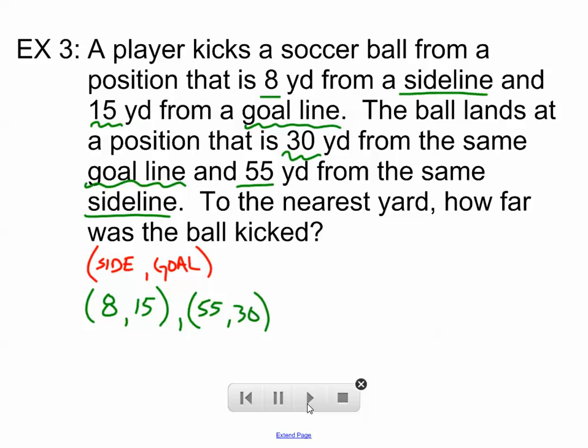So, 2 points, and we want to know the distance the ball was kicked, so we'll use the distance formula: x sub 2 minus x sub 1 squared plus y sub 2 minus y sub 1 squared. We're going to take the square root of that sum.